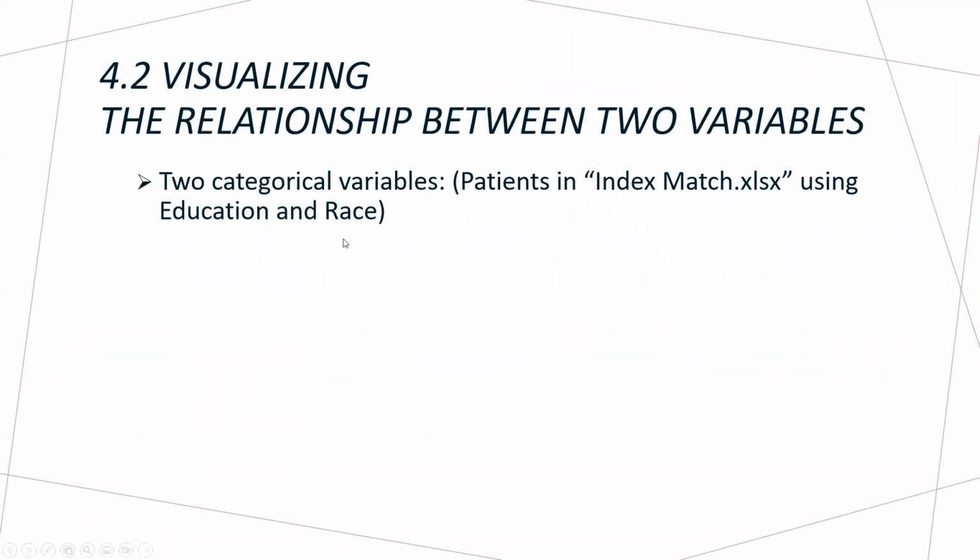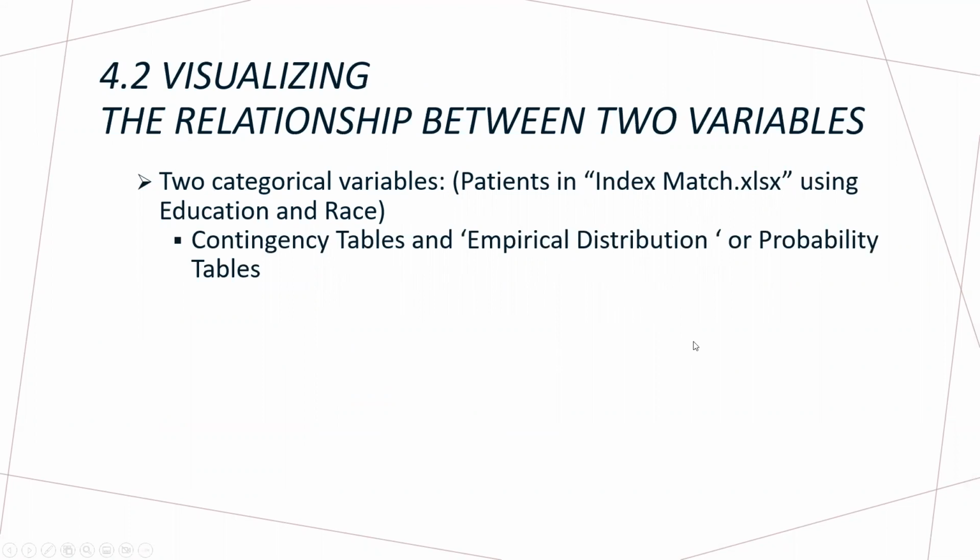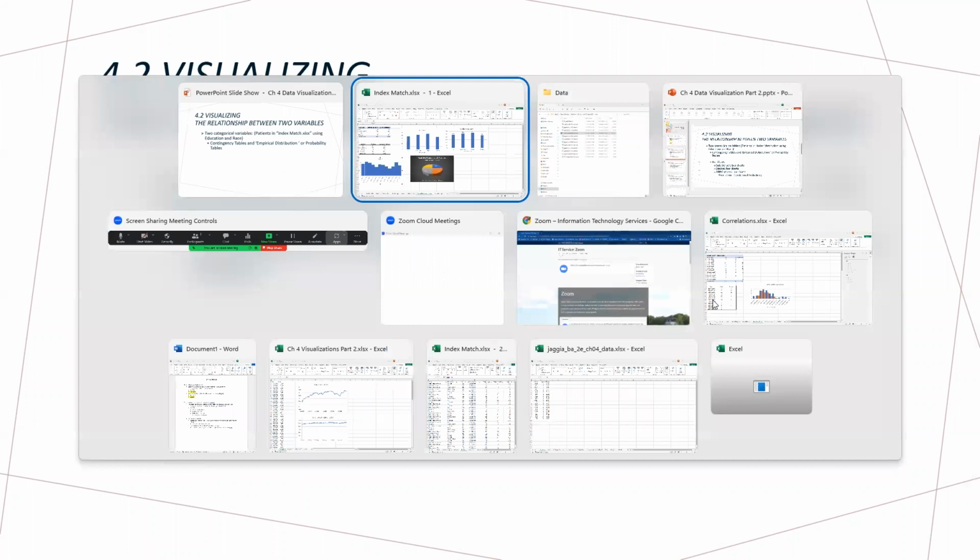Okay, then we moved on and talked about the relationship between two variables and visualizing that. We started with two categorical variables. So in here, we created contingency tables and what are called empirical distribution of probability tables. So I thought I'd just review that real quick.